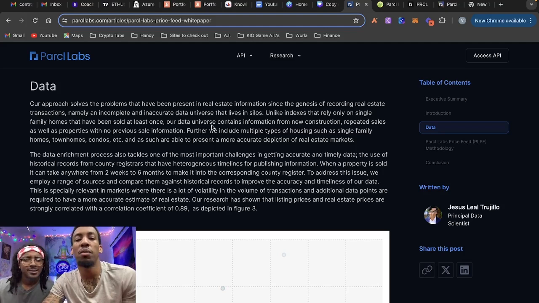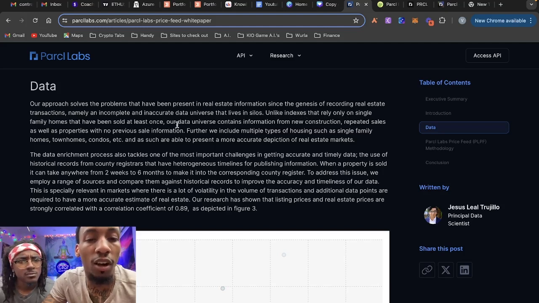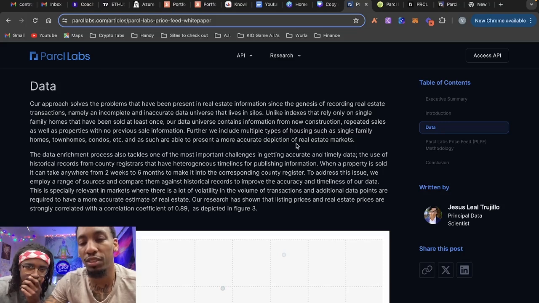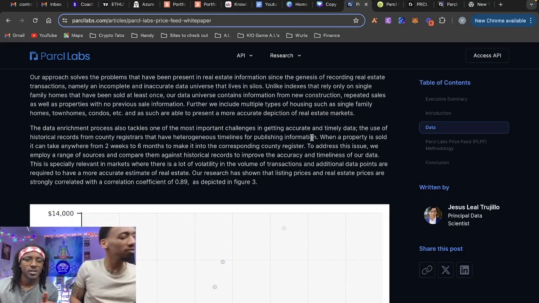And here they go on to talk about how they provide that more real-time approach. So they say, unlike indexes that rely on single-family homes that have been sold at least once, our data universe contains information from new construction, repeated sales, as well as properties with no previous sale information. Further, we include multiple types of housing, such as single-family homes, townhomes, condos, etc., and as such are able to present a more accurate depiction of real estate markets. But it's not an accurate depiction of a real estate market. It's really not.